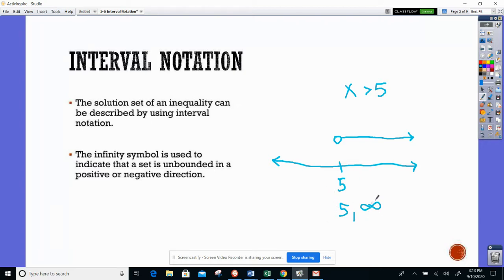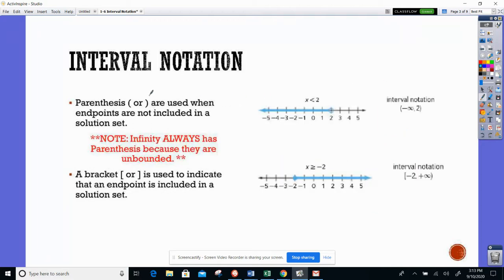Parentheses are used when endpoints are not included in the solution set. Okay, so what that means, if we have an open circle, when it's not included, we're going to use parentheses. A bracket is used to indicate that an endpoint is included in the solution set. So when you have your closed circle, you'll use those brackets. So the example that we had before, x is greater than 5, we had written 5 comma infinity. Notice, okay, it's just greater than, it's not or equal to, so we would just use parentheses here. Now, it's important to note that anytime you have an infinity symbol, you will always use parentheses because infinity is unbounded. Okay, you will never have a bracket next to an infinity symbol.